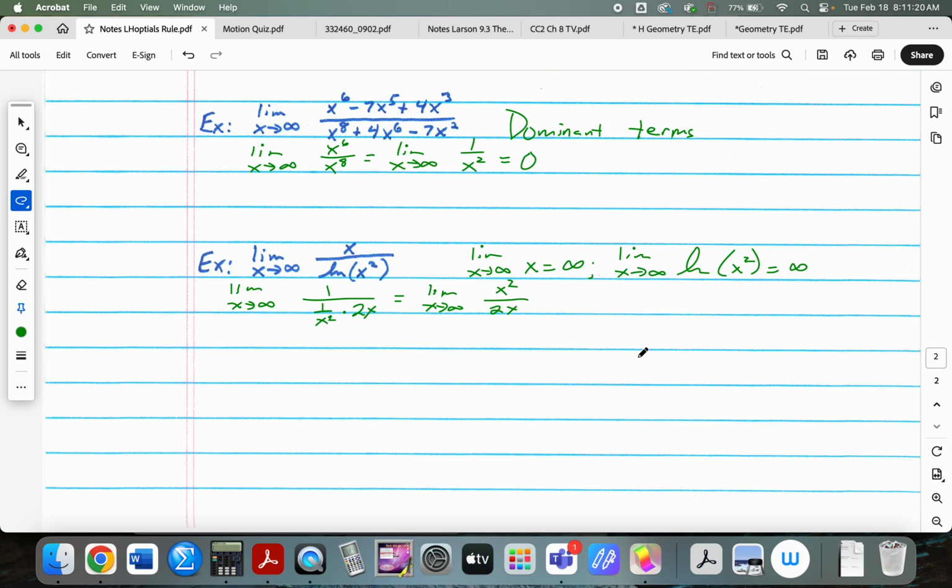Now that they're both polynomials, and they're actually monomials, they only have one term, I can cancel out an x and have the limit as x goes to infinity of x over 2. Here the numerator is going to infinity and the denominator is a finite constant, so this goes to infinity.